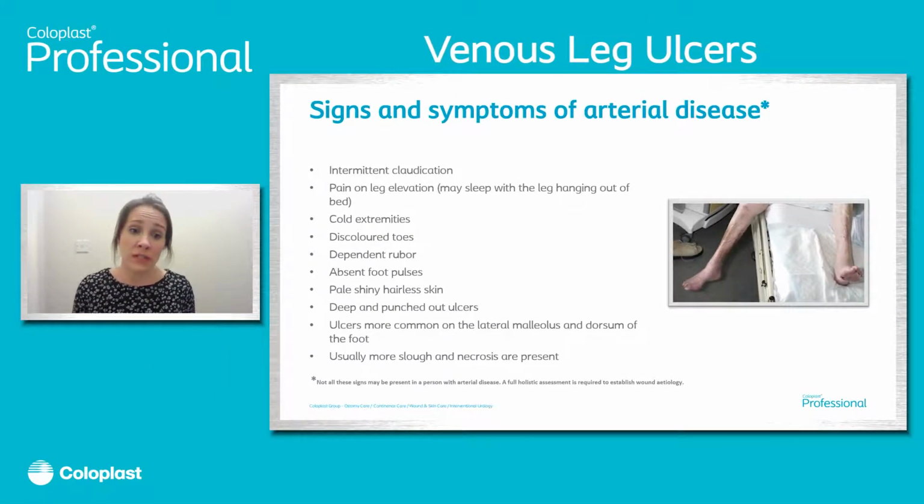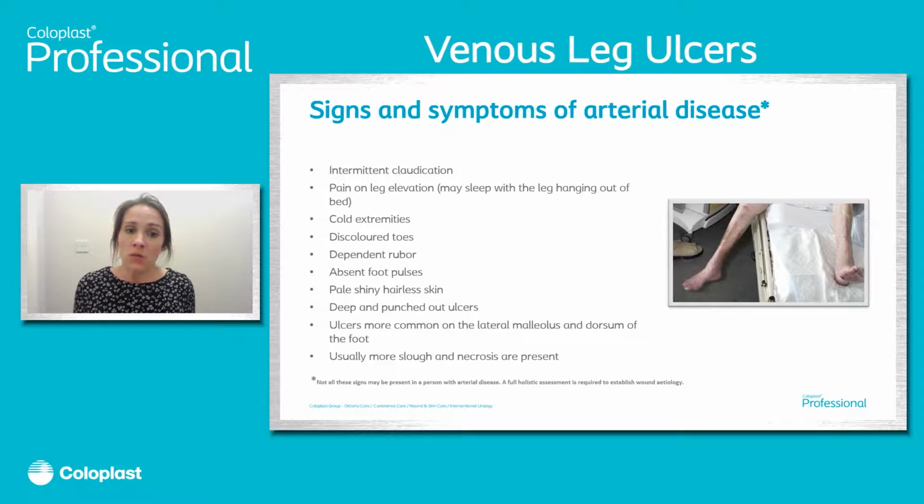Can we feel the pulses in their feet? Do they have any hair on their legs, or are their legs completely hairless, pale and shiny? All of these things can be signs of arterial disease. We may notice thickened toenails as well as being another sign potentially of arterial disease.